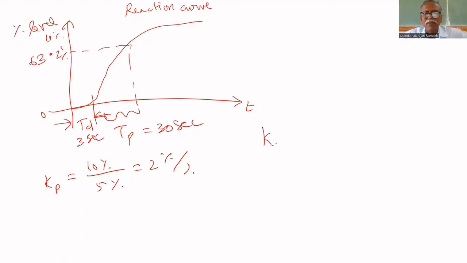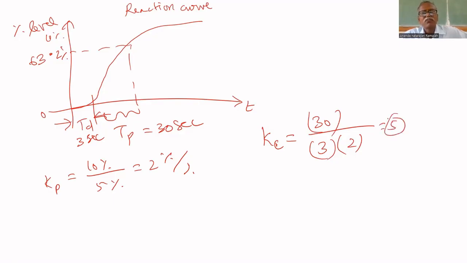Therefore, I can find the tuning parameters. Kc equals TP divided by TD multiplied by KP: 30 divided by 3 multiplied by 2. That's all. 10 divided by 2 is equal to 5. Kc equals 5% per percent. Because this is in seconds and this is also in seconds, these two cancel. 2 is percent per percent. If you take the inverse, then also it is percent per percent. You got 5. Am I correct or not? 30 divided by 3, 10 divided by 2, 5.